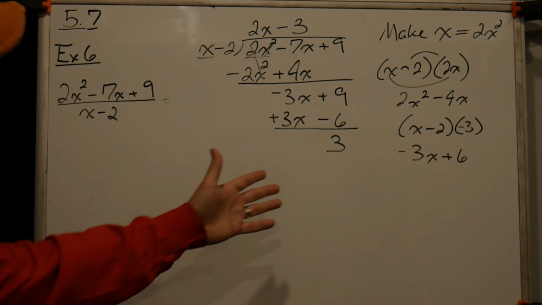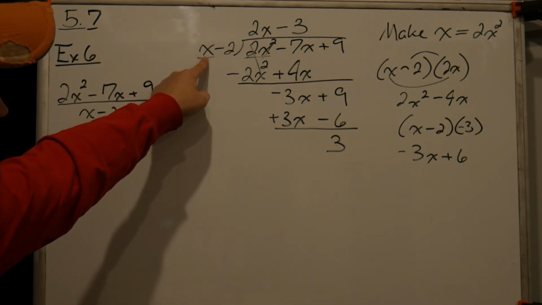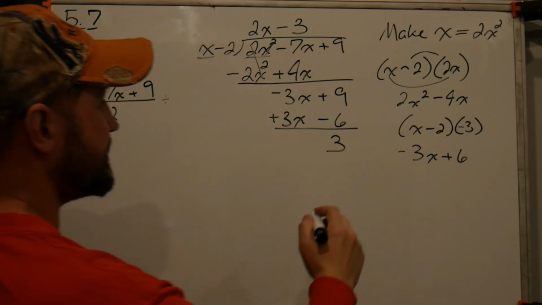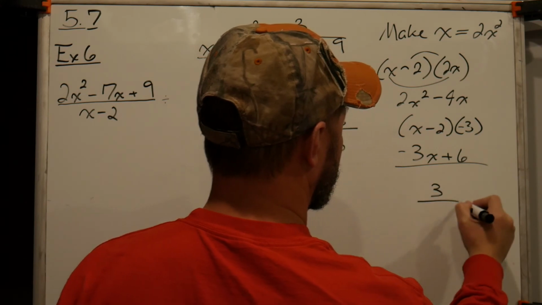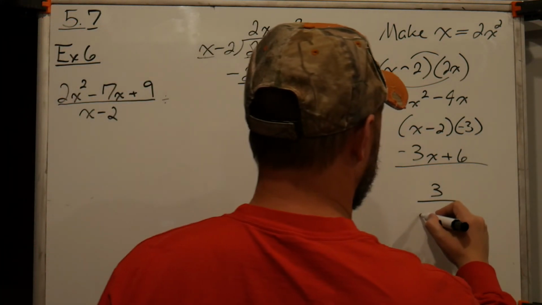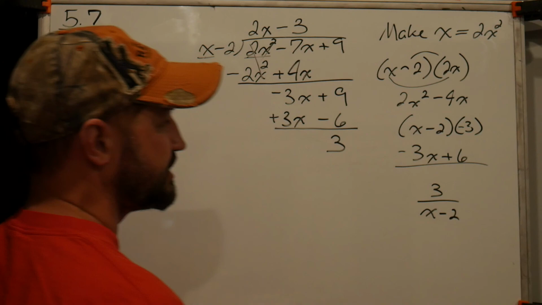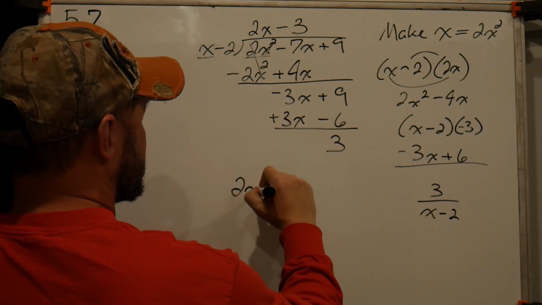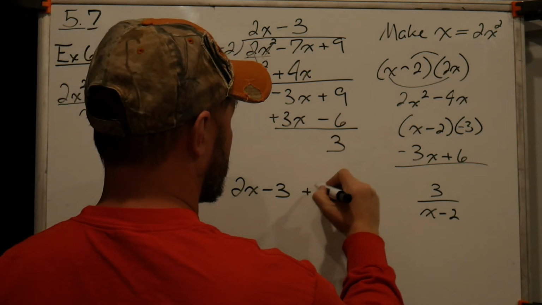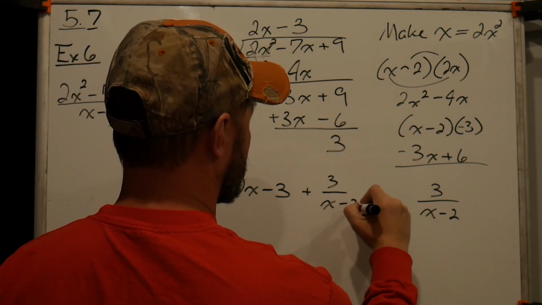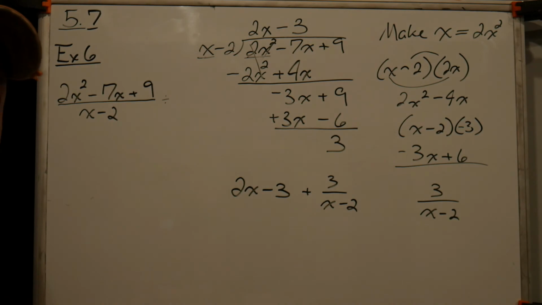I can't do anything else. I have 3. I can't make x equal 3. So what I do is I write that I have 3 left over out of x minus 2. So my answer is 2x minus 3 plus 3 over x minus 2.